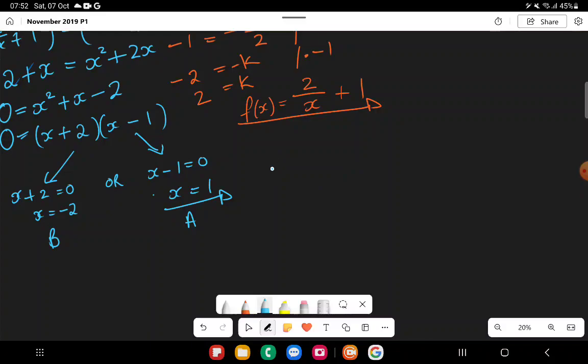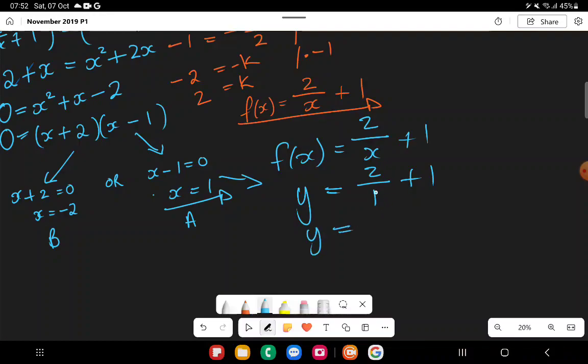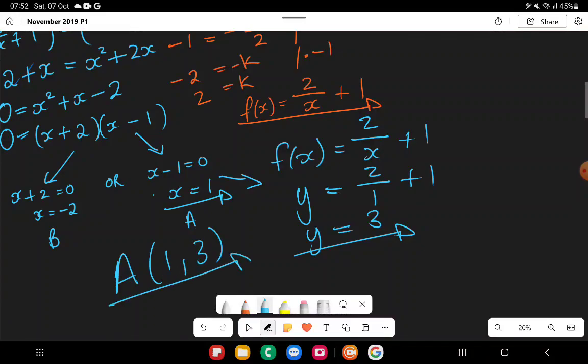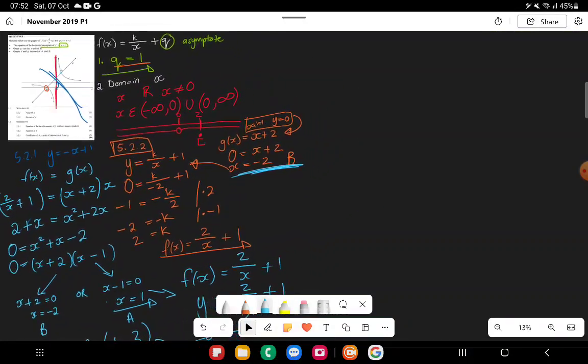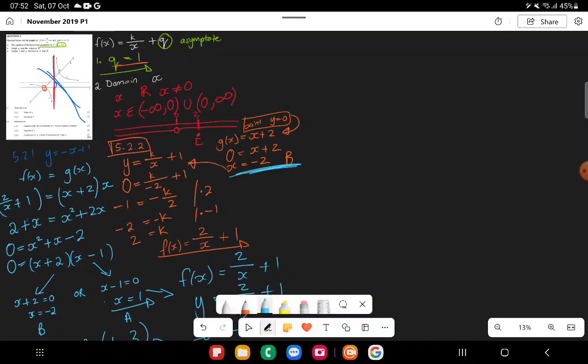either one of the equations, but let's take the f of x equals 2 over x plus 1. Now I'm going to substitute the value of x in here, and I'm going to say y is equal to 2 over 1 plus 1, so y is equal to 3. Therefore, point A's coordinates are x is 1, y is 3. There you go. So this is how we answer the quadratic, hyperbola, straight line functions graph question.